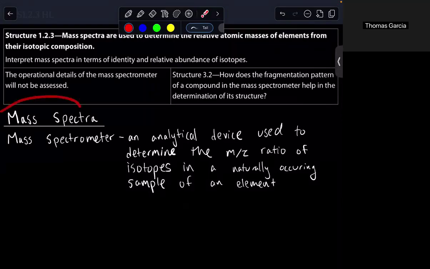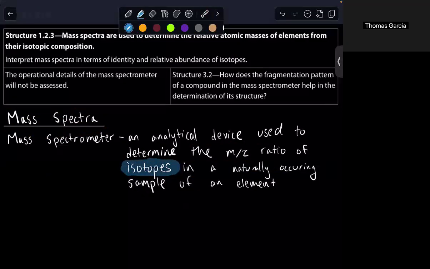So first, what is mass spectra? Well, mass spectra uses a mass spectrometer, which is an analytical device used to determine the MZ ratio of isotopes in a naturally occurring sample of an element. So we have a couple words there that we need to highlight. The first one, of course, is isotopes. We remember from our previous lesson, isotopes are different atoms of the same element, but they have different numbers of neutrons. So isotopes have different neutrons.